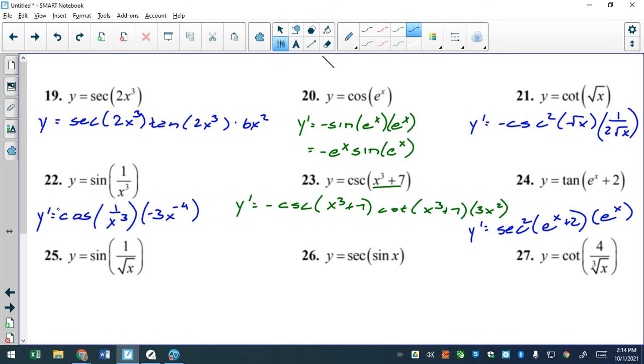25 is almost identical to 22. The interior's got a square root, but it's in the denominator again, so it's going to be very similar. So the derivative of sine is cosine. Leave the inside alone. Then the derivative of that, this one's a little bit trickier. 1 over root x is the same thing as x to the negative 1/2, right? Then when I multiply by the derivative of that, we'll bring the negative 1/2 down. X to the negative 3/2. We good? And stop. That's it.